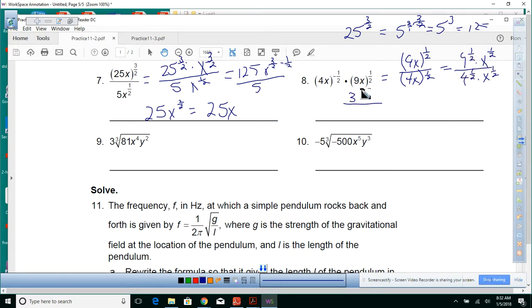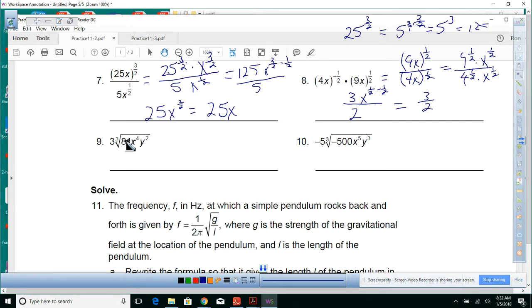4 to the 1 half is 2. The square root of 4 is 2. The square root of 9 is 3. And then you have x, and that's going to be 1 half minus 1 half, which is just going to give you 3 over 2. All right.